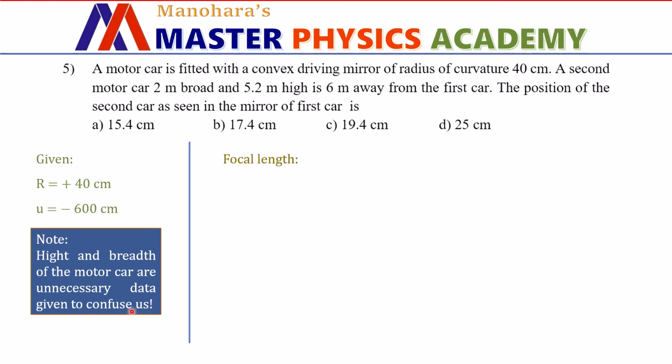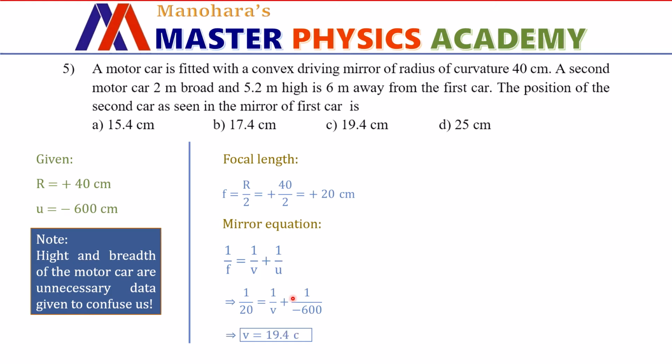Now, the focal length is given by half of the radius of curvature, which is going to be plus 20 centimeter. Using the mirror equation, which is 1 by f equals 1 by v plus 1 by u, and substituting the values of f, v and u, we will get the answer for image distance as 19.4 centimeter.